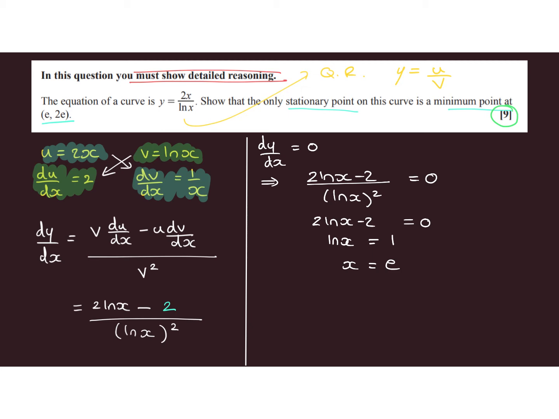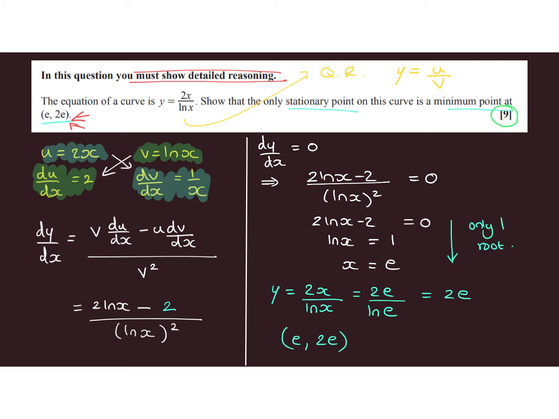Now, we need to find the y-coordinate as well. The question gives us a full coordinate, so we need to substitute this back into the original function, y equals 2x over ln x. That's 2e over ln e. ln of e is 1, so that gives me y equals 2e. So here is my coordinate of the stationary point, (e, 2e). Now it's the only stationary point because there's only one root to this equation. There's only one number that gives us an answer for x that forms the solution of dy by dx equals 0.